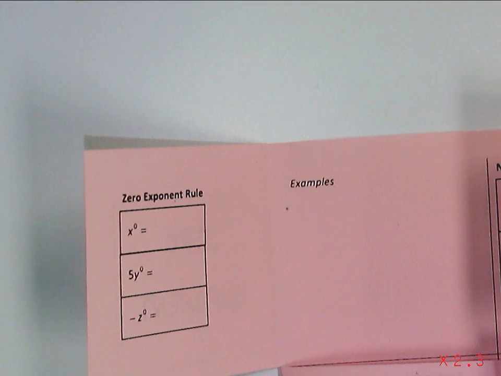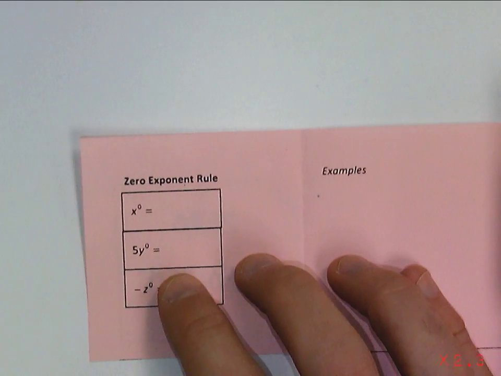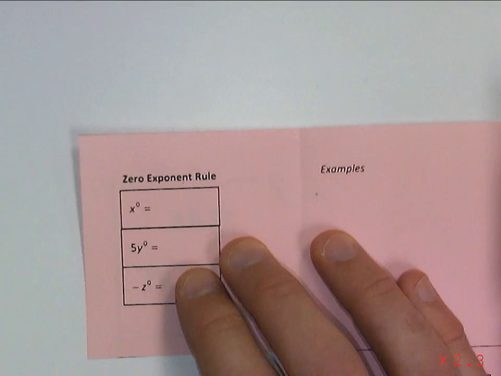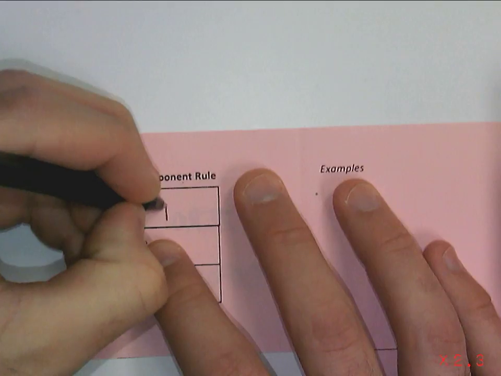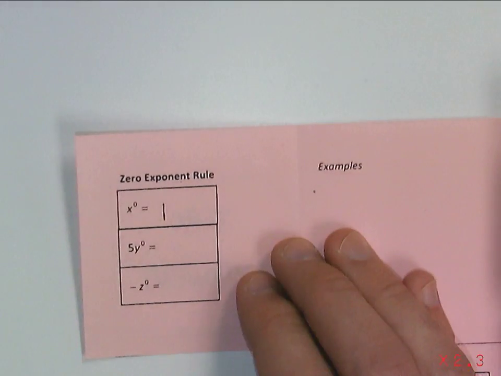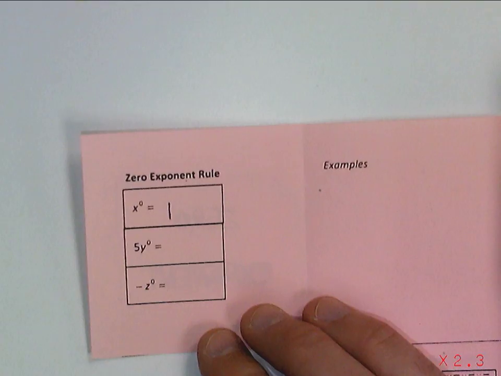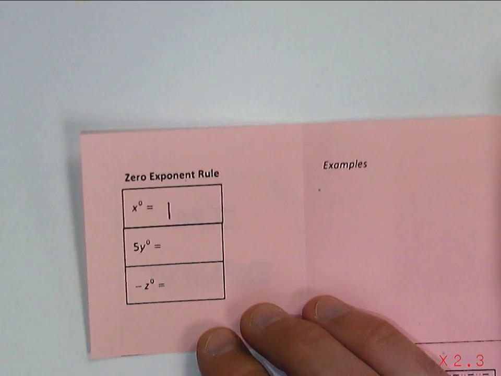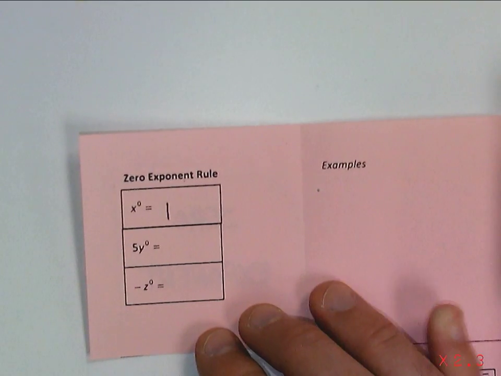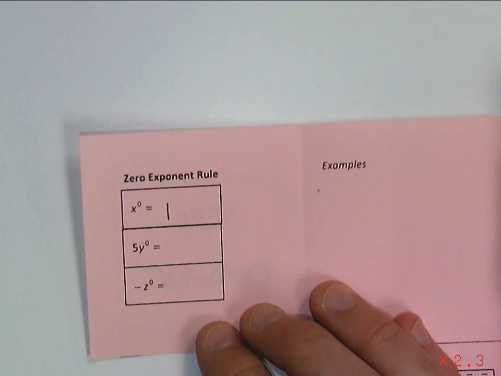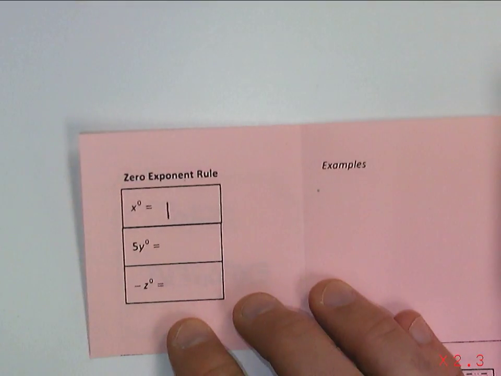So first and foremost, the biggest thing with anything to the zero power is that it equals 1. I'll repeat that again. Anything to the zero power equals 1. Now that can change a little bit, but the rule is that it is 1. So repeat that to yourself, that anything to the zero power is 1.